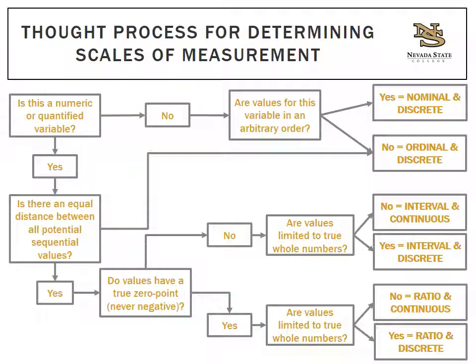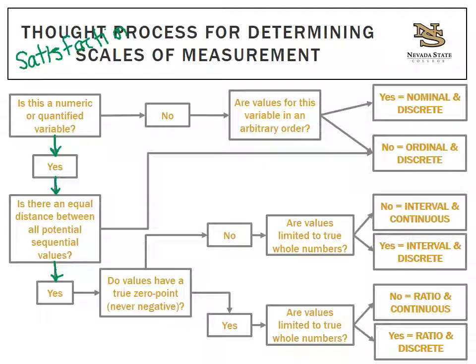Let's do another one. Let's say that I measured employee satisfaction on a scale from 1, not at all satisfied, to 7, extremely satisfied. So we're taking something that is qualitative and we're quantifying it. So is this numeric or quantified? Yes, it is. We've quantified it. Okay? Is there an equal distance between all potential sequential values? We're going to go ahead and go with yes for this one. Because there's 1, 2, 3, 4, 5, 6, 7 in the scale. So all those values are really laid out numerically with equal distances between those scores.